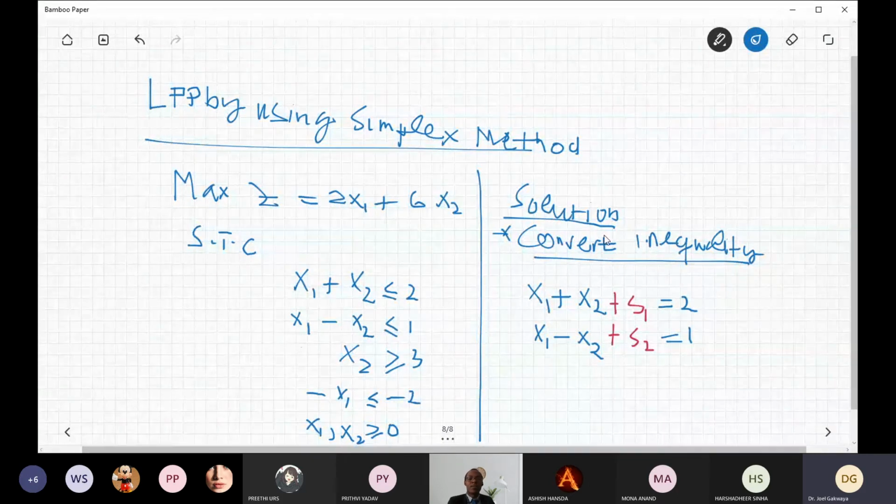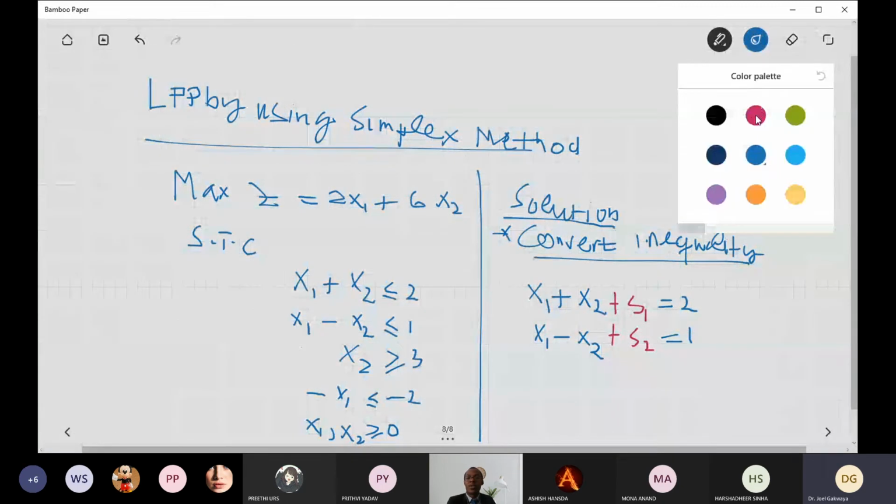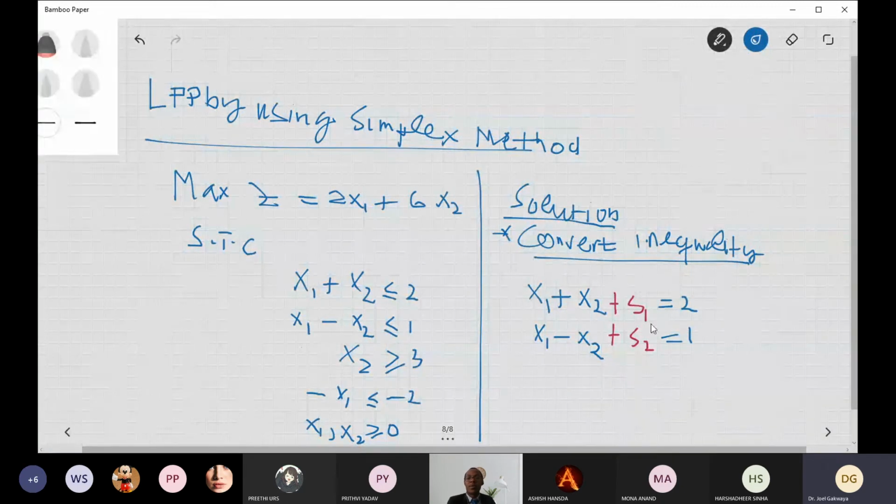Now, third constraint. What do you do for the third constraint? Please tell me. Ashish, what do you do for the third constraint?